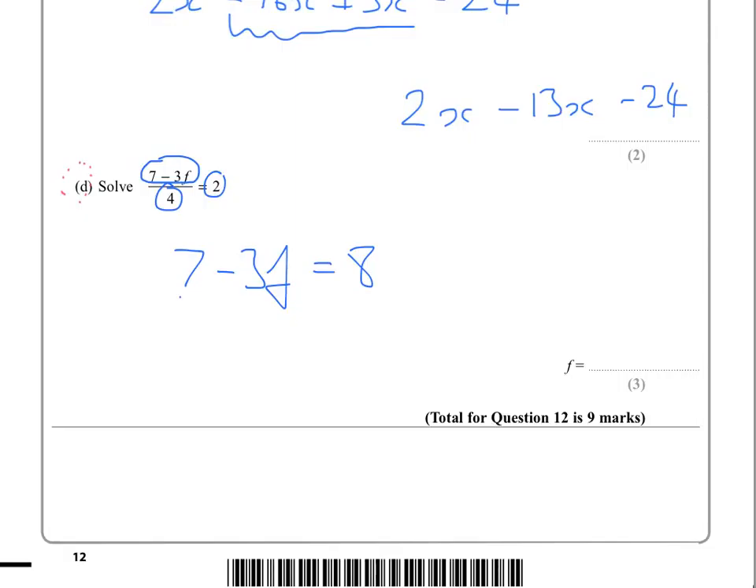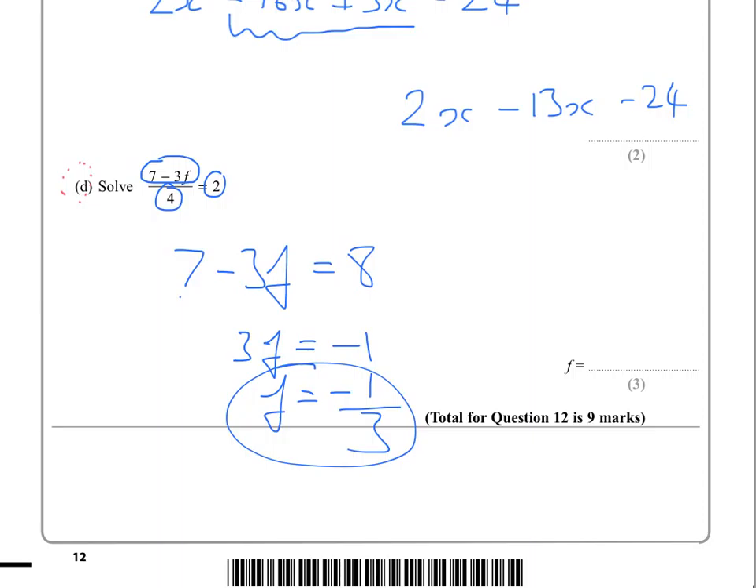So 7 take away something is 8. Now, bit of a tricky question. That 7 take away something is 8. Well, if you think about it, that means that something, that 3f, has got to be -1. If you do 7 take away -1, you get to 8. So that means f is -1 divided by 3, and that's just -1/3. Horrible question, but technically we can do it with the skills that we've got.